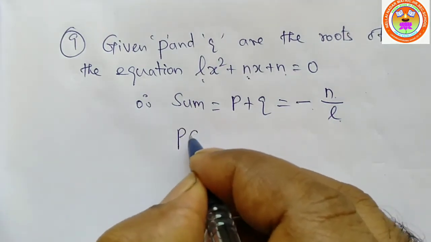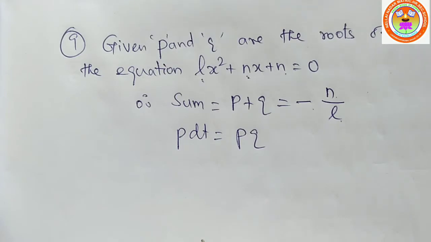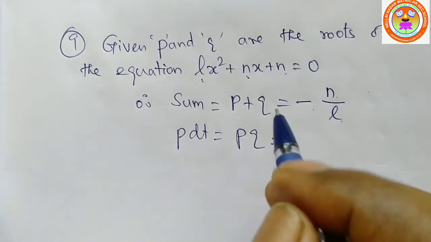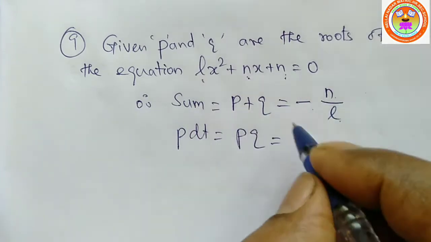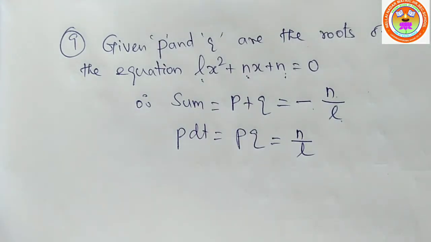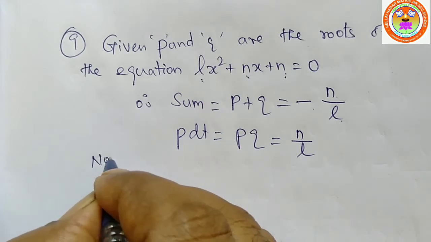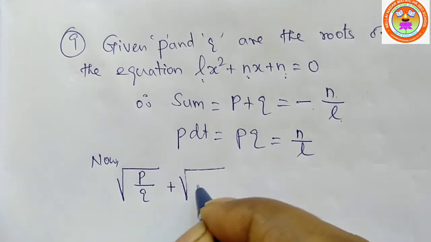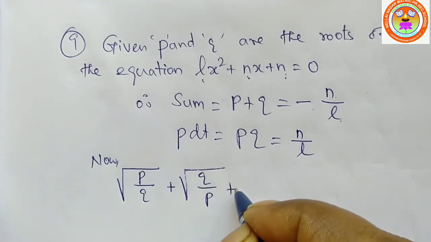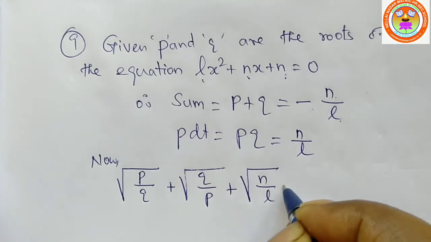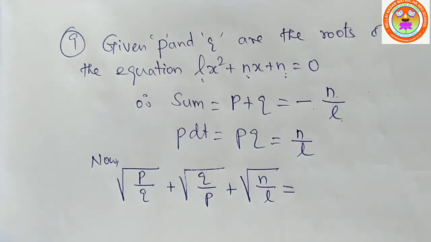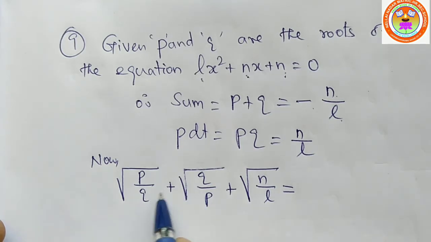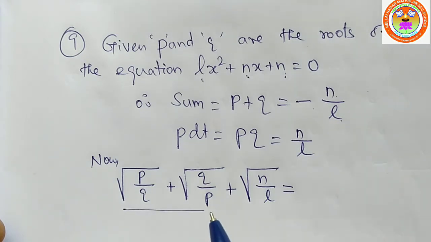Now the product of the roots, that is PQ. PQ is equal to C by A. Here the value of C is N, A is L. So N by L. But our aim is to prove square root of P by Q plus square root of Q by P plus square root of N by L, which is equal to 0. If we consider the first 2 terms, we are simplifying the first 2 terms only. We can keep the last term as it is.